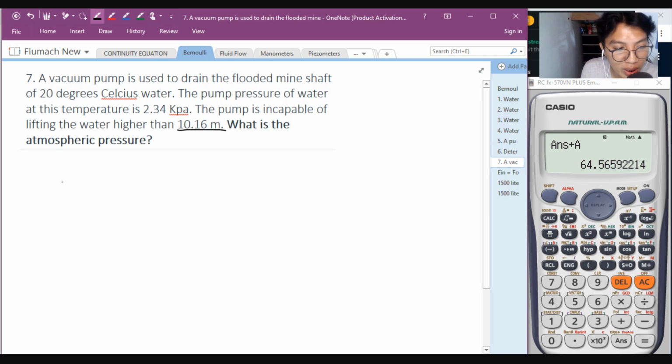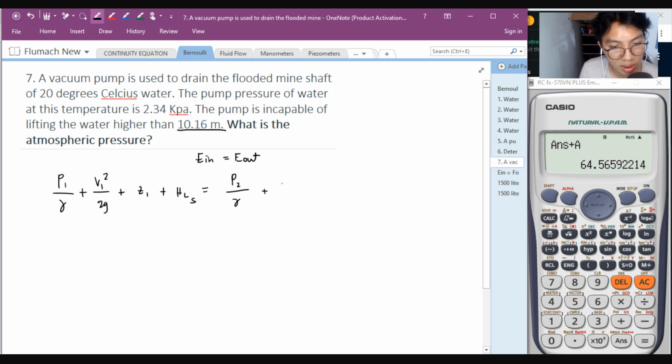Okay, going back to Bernoulli. So, meron kang P1 over gamma, para makuha natin yung head. Energy in, di ba? Energy in equal to E out. Plus V1 squared over 2G plus Z1. Wala ka namang head losses. Okay? Suction. Tapos P2, okay? Plus V2 squared over 2G plus Z2 plus head loss discharge. Wala ka dyan mga head losses. 0. Wala ka naman binigay na sizes tsaka flow. 0 rin to. 0 rin to.